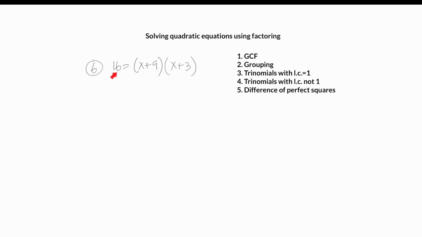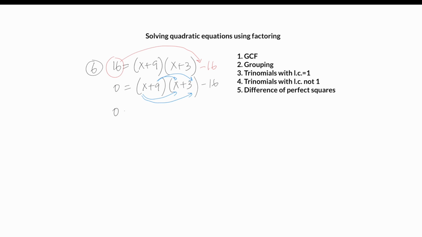So before we set anything equal to 0, we need to take this 16 and move it to the other side, the right side in this case, by subtracting it. So I'll be taking this 16 and subtracting it here in the back. Now it's a 0 equals x plus 9, x plus 3 minus 16. At this point, you see that you have no factors to set equal to 0 yet. So what we'll do is we'll distribute and get rid of these parentheses first.